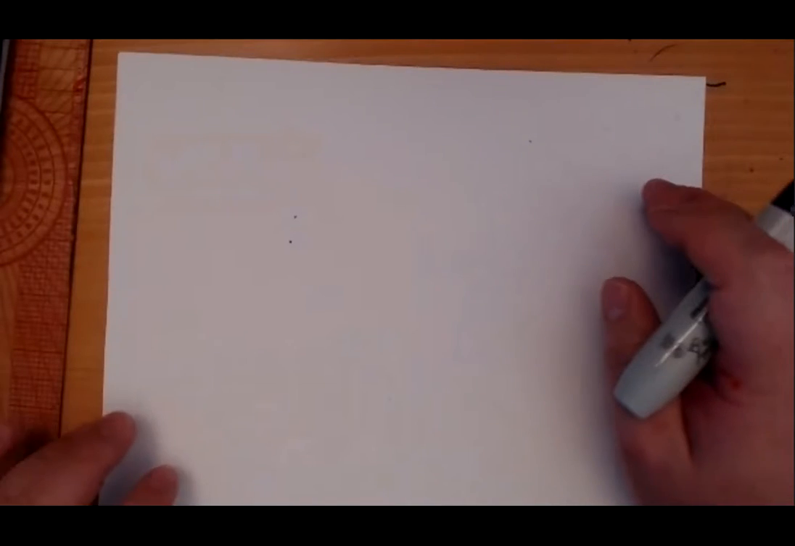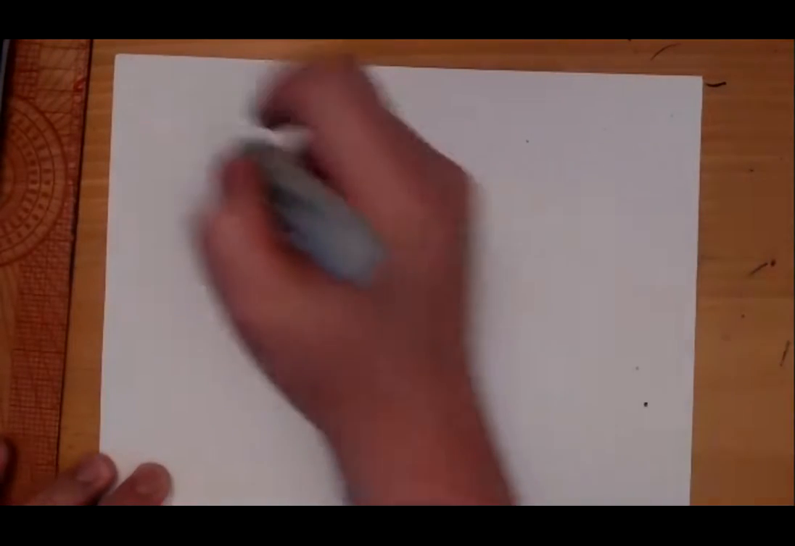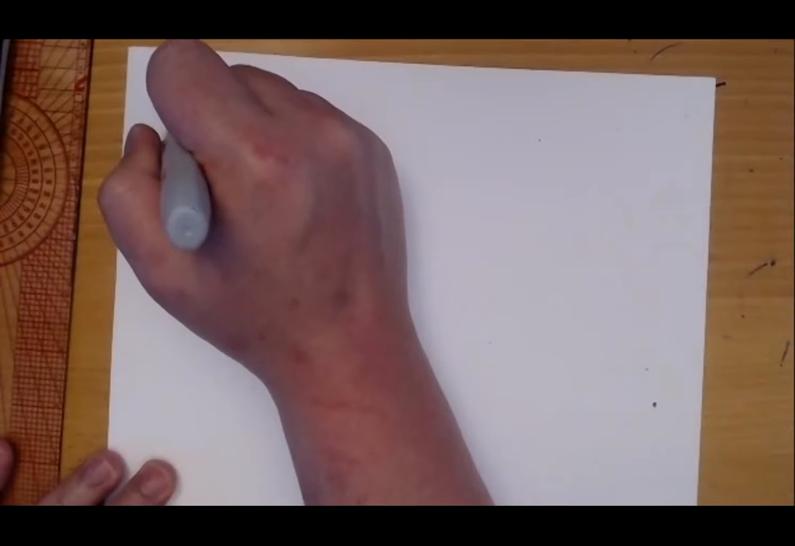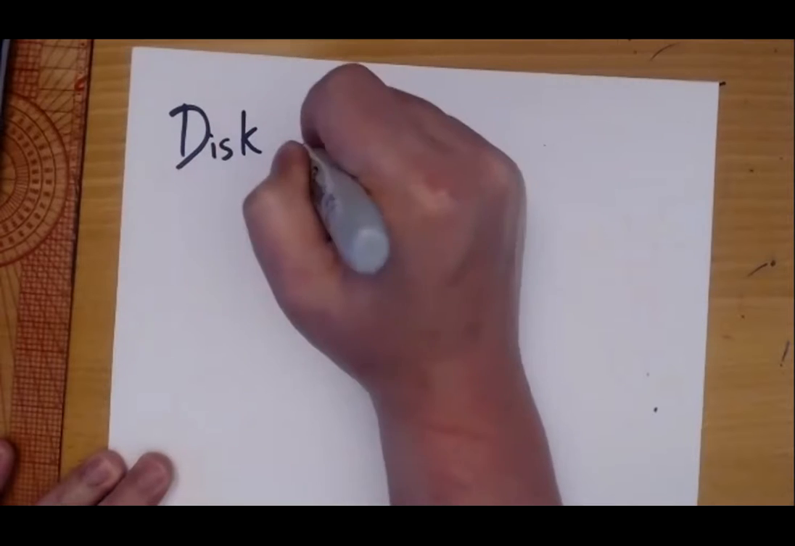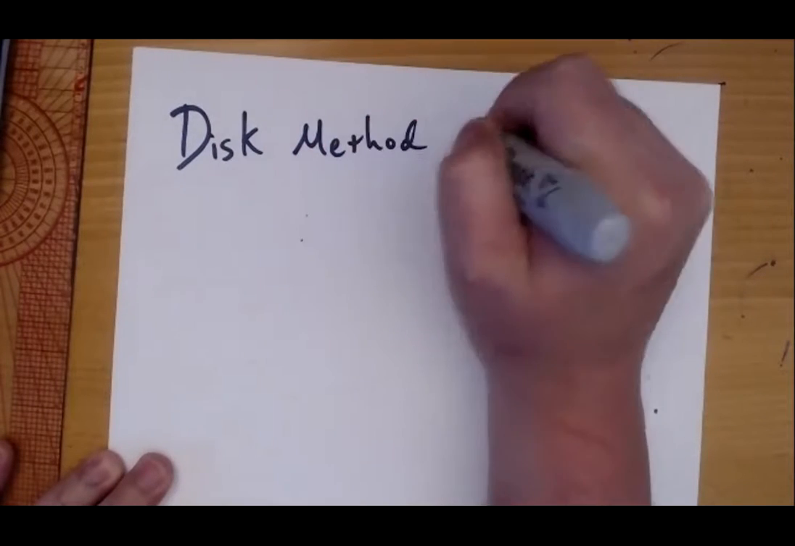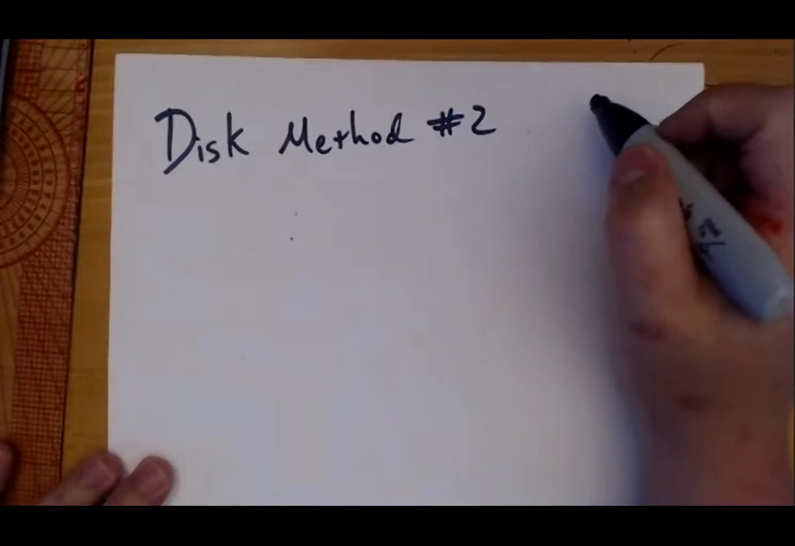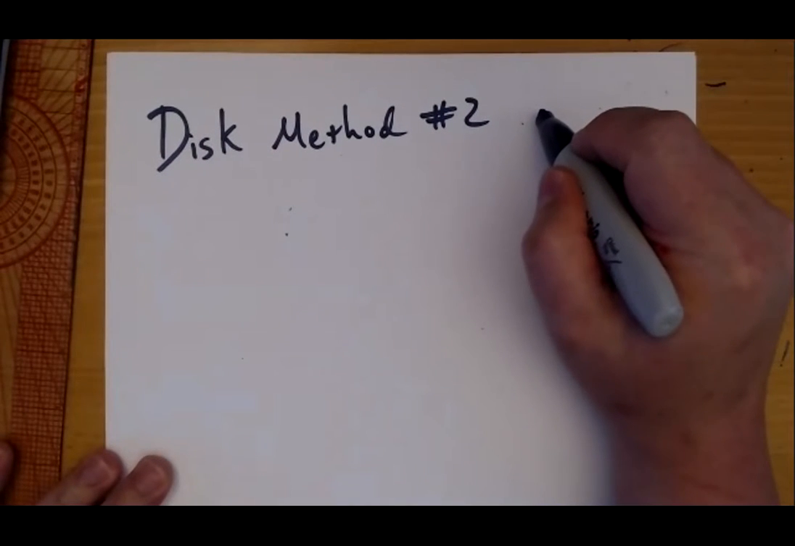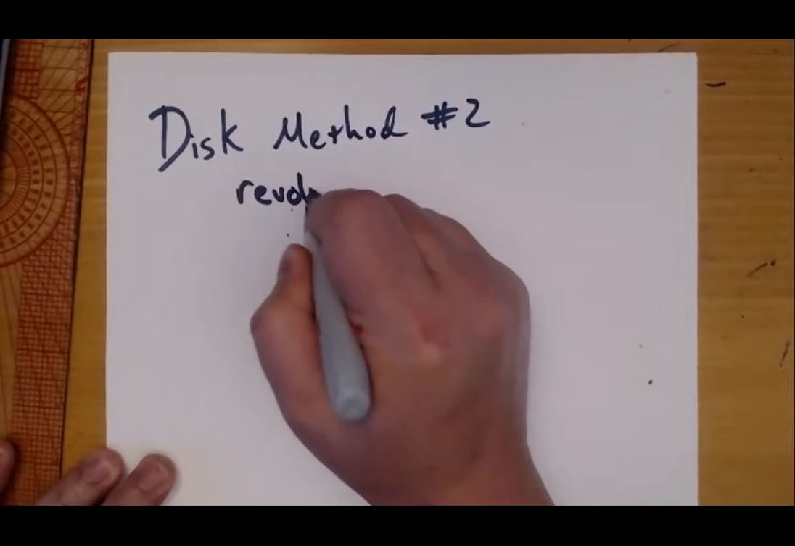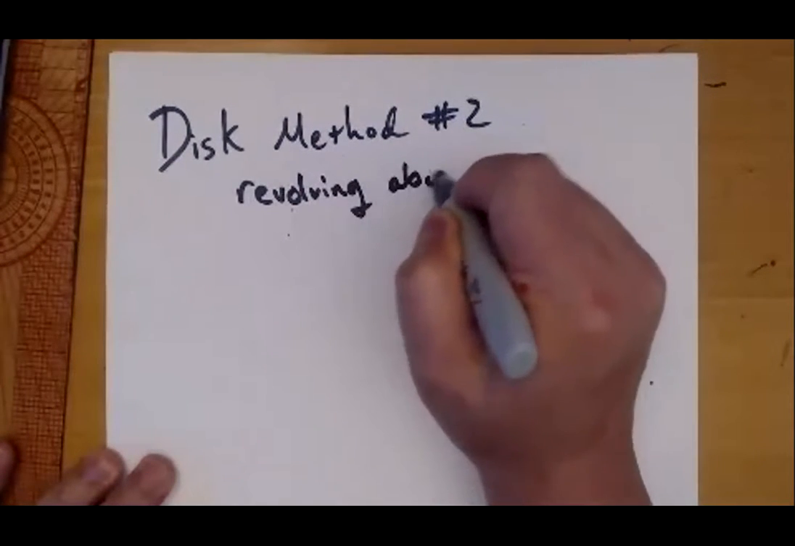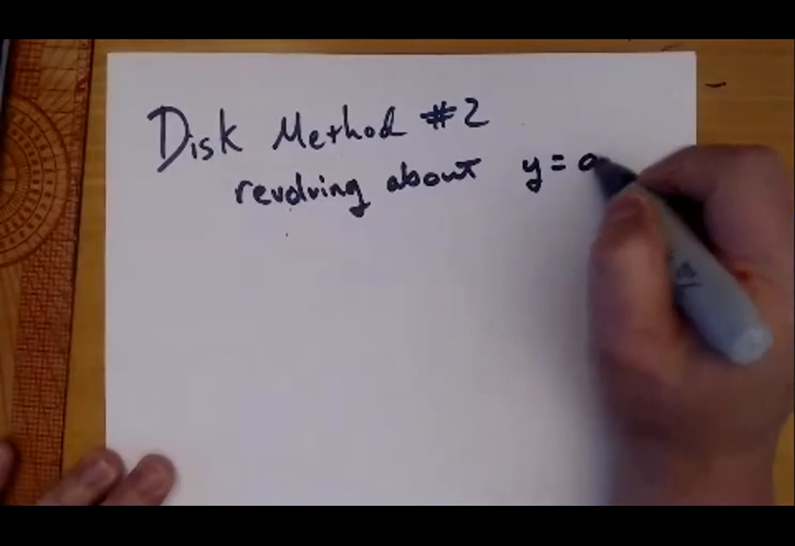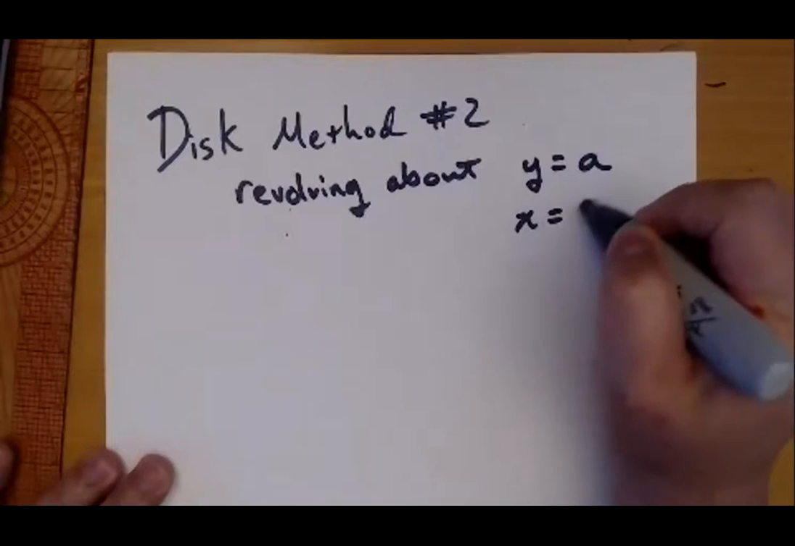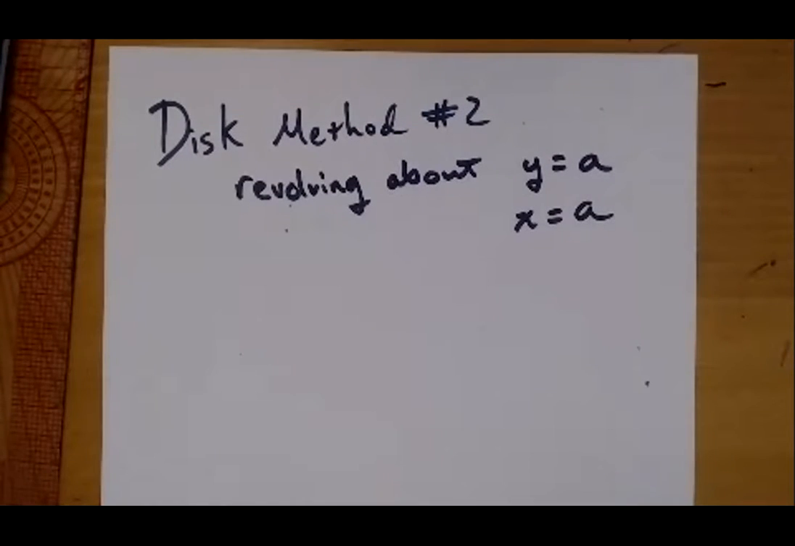Now, what I want to talk about today is we're going to go back into the disk method for just a few moments. But we're going to be talking about axes other than the x or y axis. Okay. Now, this is really a lot like some of the other problems that we talked about on Tuesday.